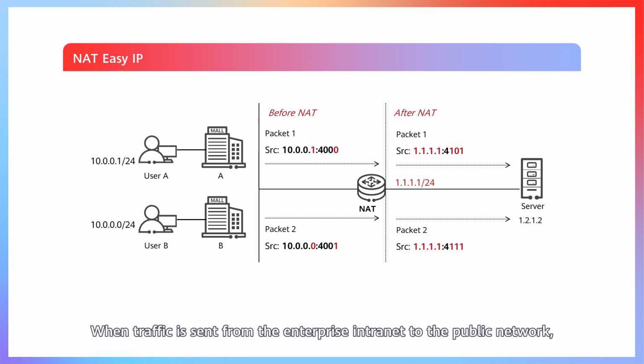When traffic is sent from the enterprise intranet to the public network, the NAT device translates the user's private IP addresses into the IP address of the public network side interface so that users can access the public network.